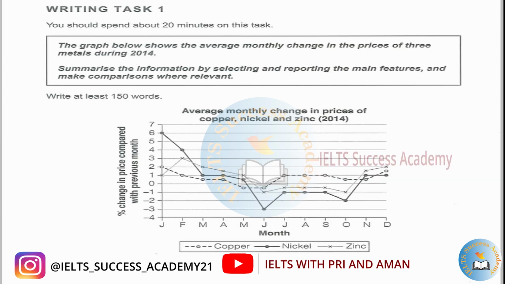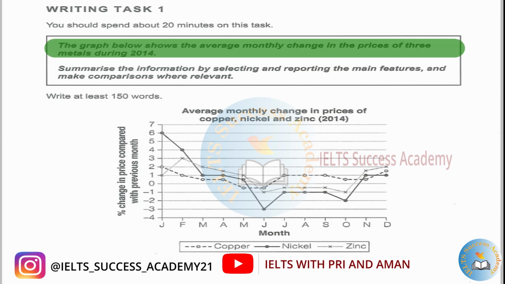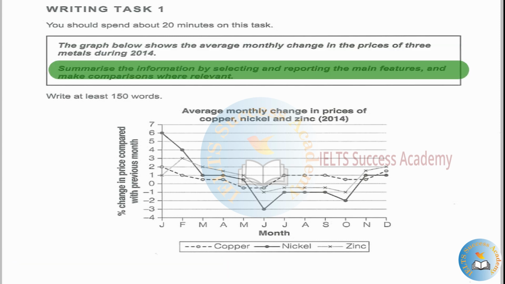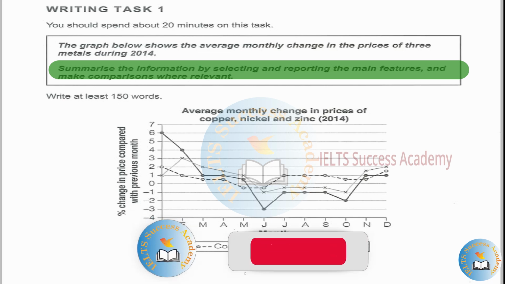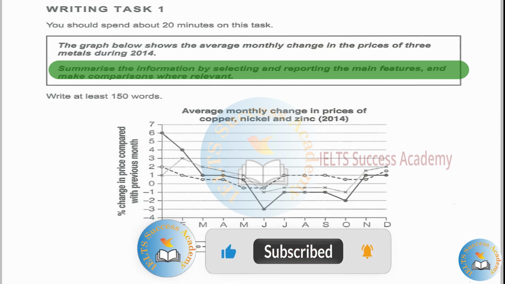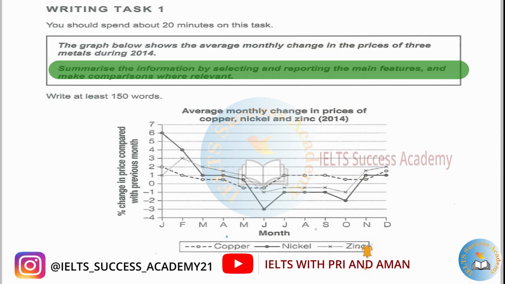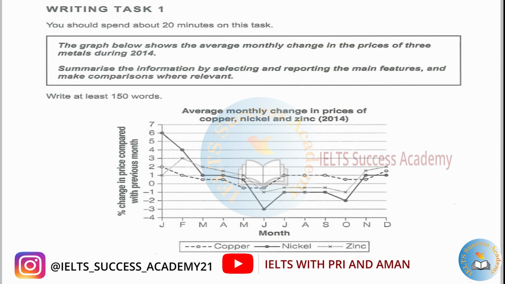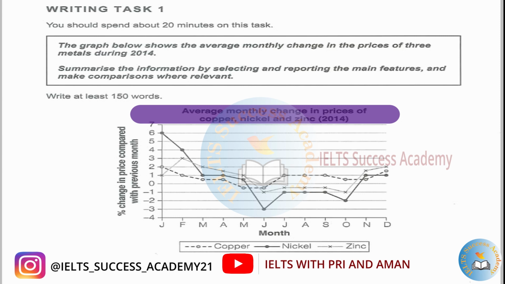So the question states, the graph below shows the average monthly change in the prices of three metals during the year 2014. Summarize the information by selecting and reporting the main features and make comparisons where relevant. So, as you can see in the graph, the heading of the graph states average monthly change in prices of copper, nickel, and zinc in the year 2014.